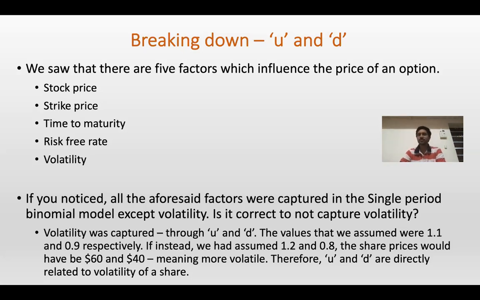The first one, if you remember in the very first introductory lecture, I said that there are 5 factors which influence the price of an option. The first one being the stock price, the second, the strike price, the third, time to maturity, fourth, the risk-free rate, and the fifth one, volatility. The price of an option is nothing but the value of the option, which refers to the premium that the holder should pay to the writer.